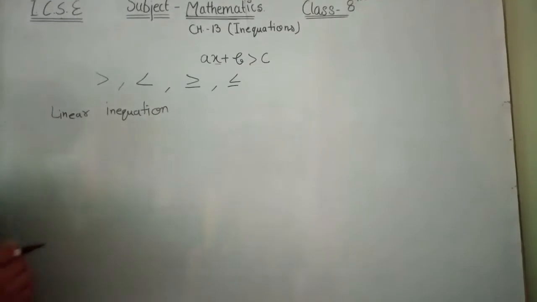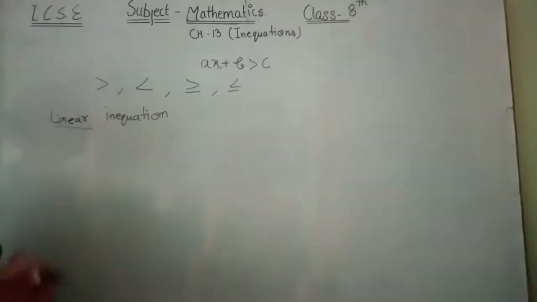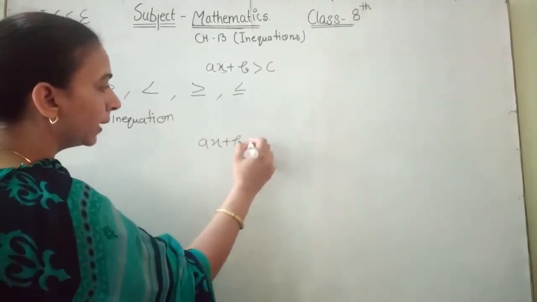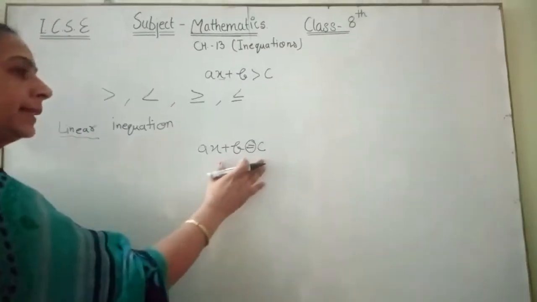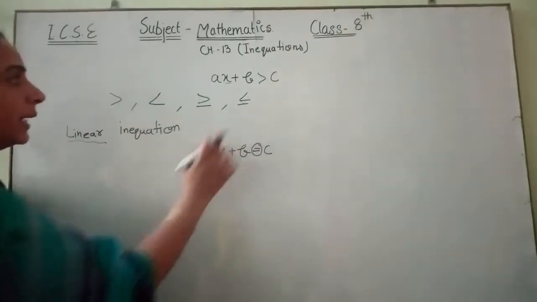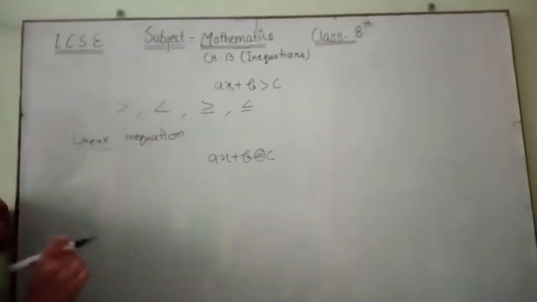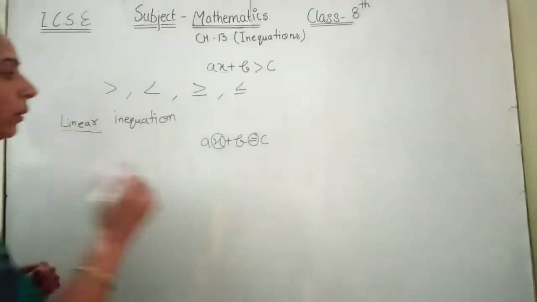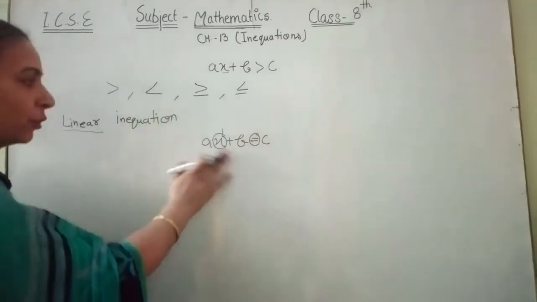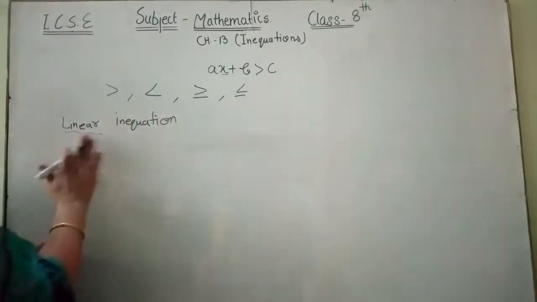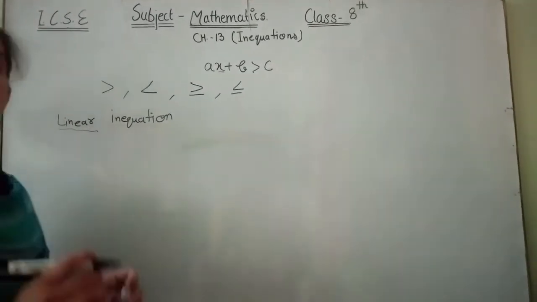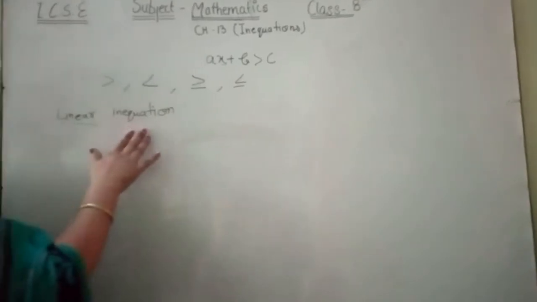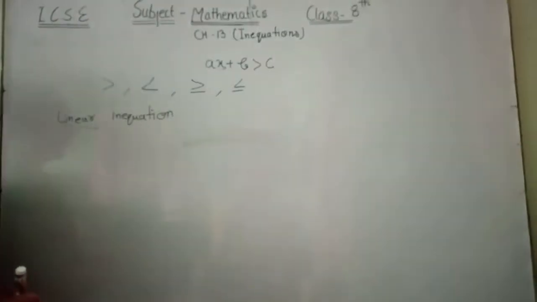What is a linear inequation? Students, we know about linear equations. A linear equation is of this type, ax plus b equal to c. If two sides are equal, then this is an equation, and if two sides are not equal, then this is an inequation. Linear means the highest power of the variable is only one. So we are talking about a linear inequation.